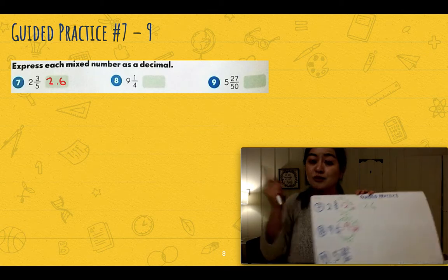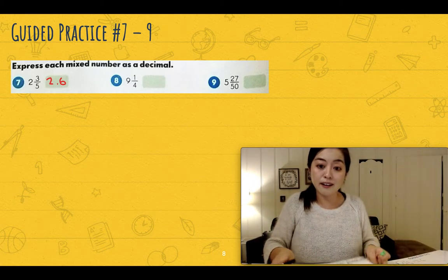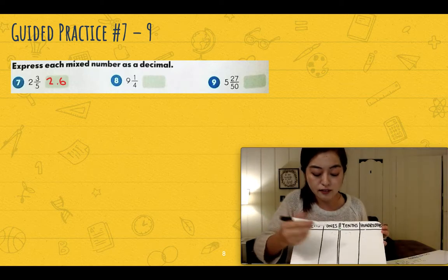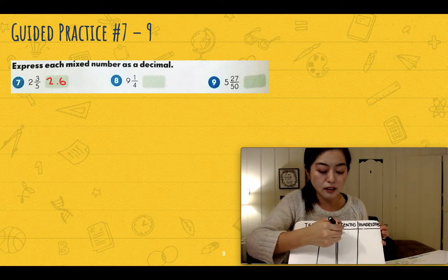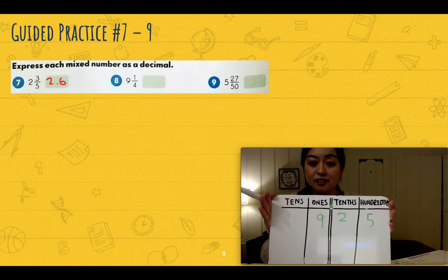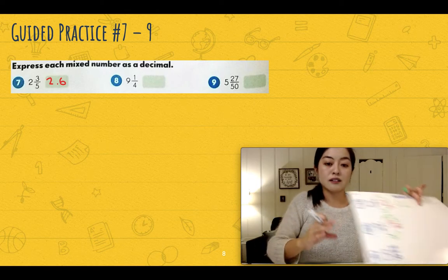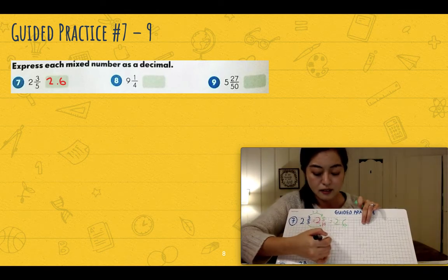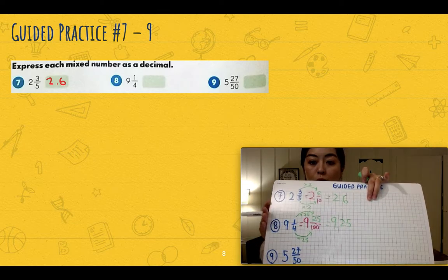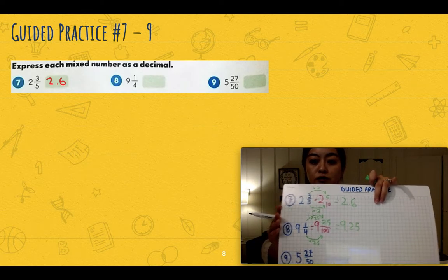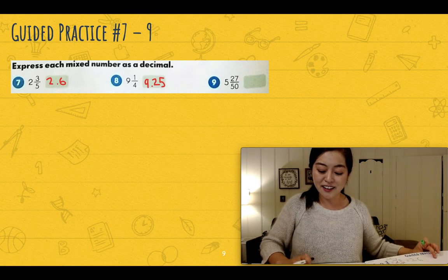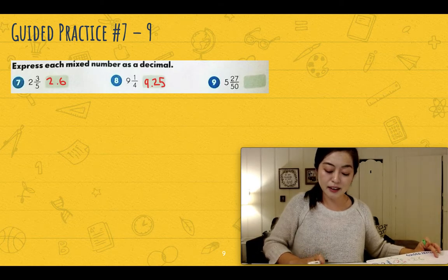I said it. So now I know where to place it on my place value chart. Okay, so 9 and 25 hundredths. So this becomes 9.25, or 9 and 25 hundredths. Sweet. Okay, all right. Let's look at number 9.